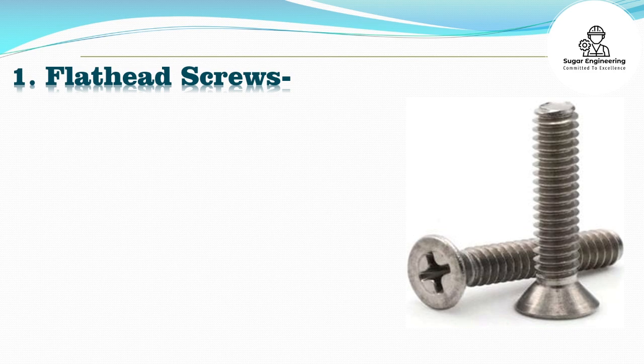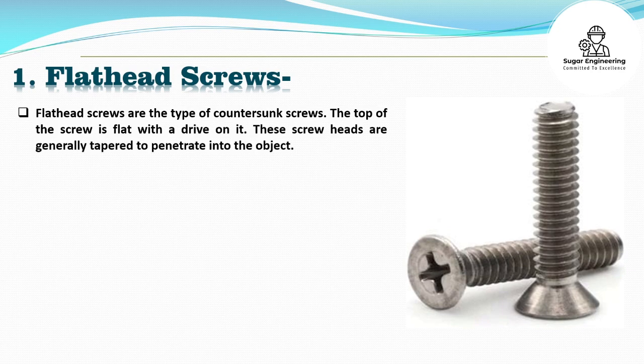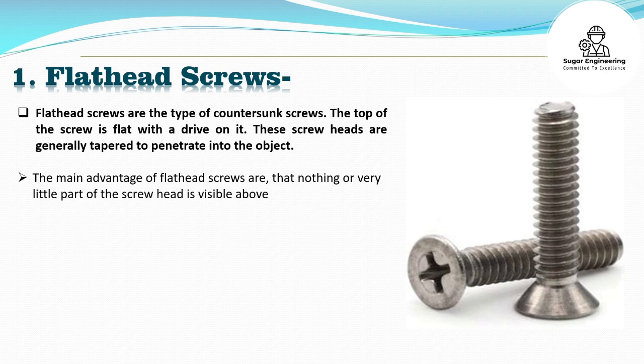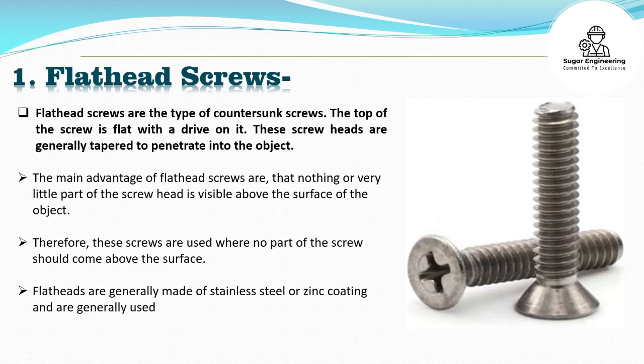1. Flathead screw. Flathead screws are a type of countersunk screw. The top of the screw is flat with a drive on it. These screw heads are generally tapered to penetrate into the object. The main advantage of flathead screws is that nothing or very little of the screw head is visible above the surface of the object. Therefore, these screws are used where no part of the screw should come above the surface.